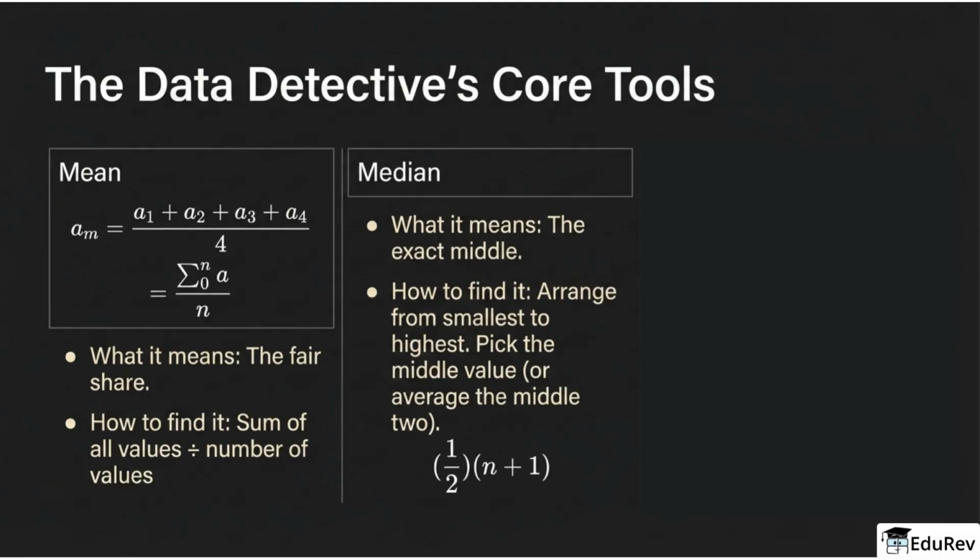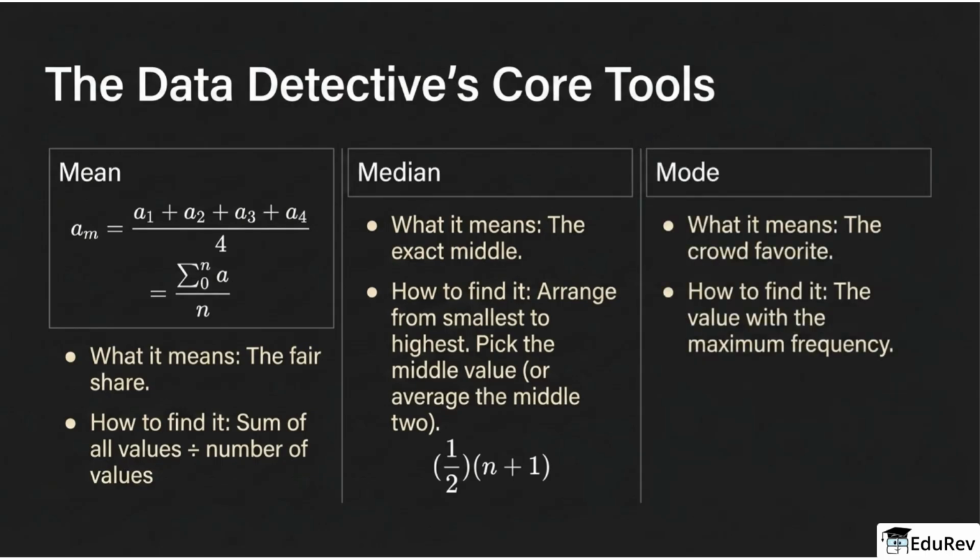Second is the median, which is the exact middle. You find this by arranging your data from smallest to highest and picking the middle value, using the formula 1/2 times the quantity n plus 1. If there is an even number of data points, you average the middle two.